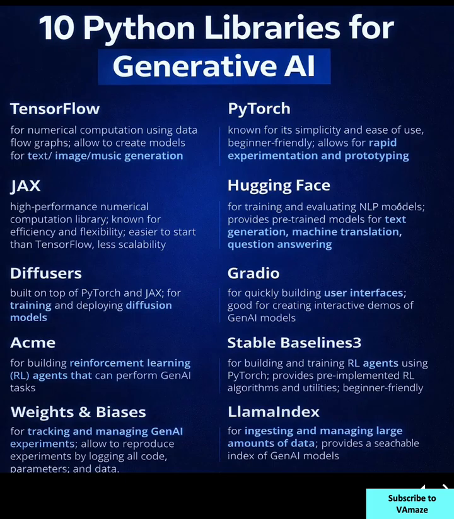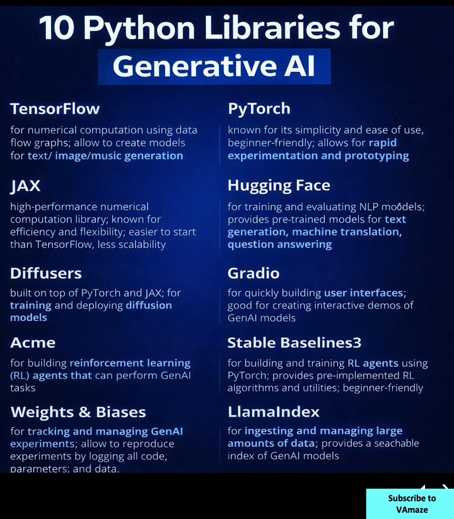PyTorch sits on the other side of the aisle from TensorFlow, and for many developers, it's the preferred choice. Known for its simplicity and beginner-friendly design, PyTorch is built for rapid experimentation and prototyping. Its dynamic computation graph makes debugging intuitive and iteration fast. Most cutting-edge research papers ship PyTorch implementations first.